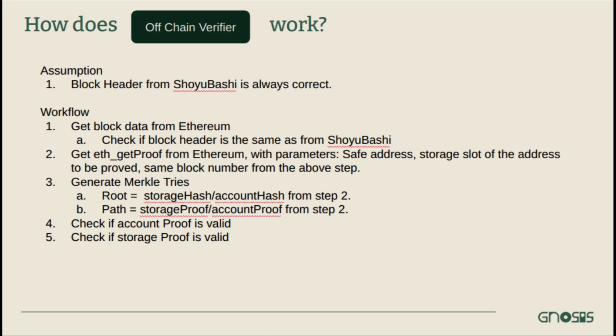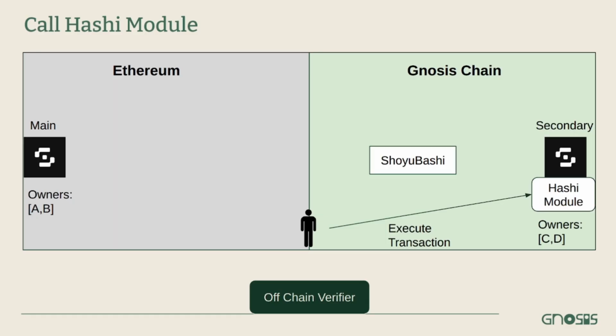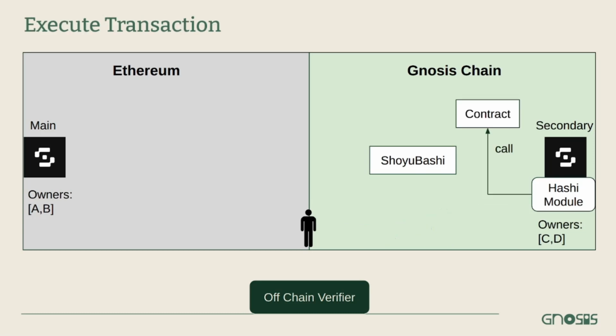Next, we create two Merkle trees. One is the storage Merkle tree, and the other one is the account tree. And we verify that both proofs are correct by comparing the value we get with the data from the tree. After that, if the verification is true, A can proceed to call the Hashi module, and the Hashi module will call the contract that A wants to call.